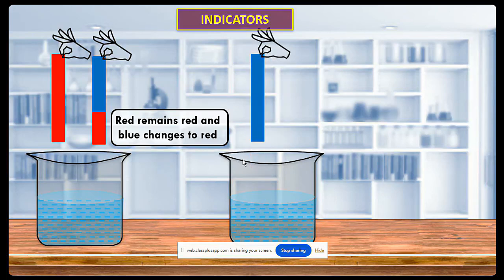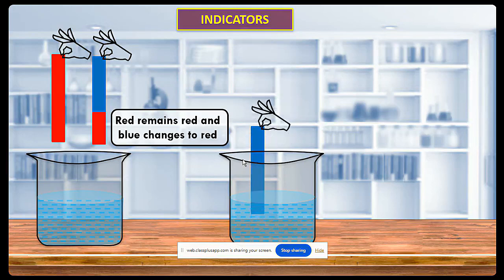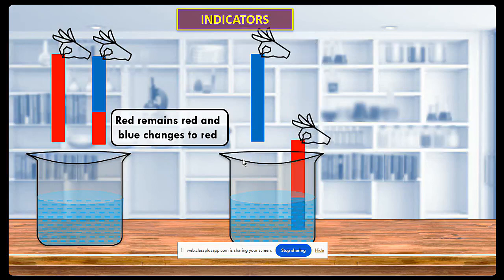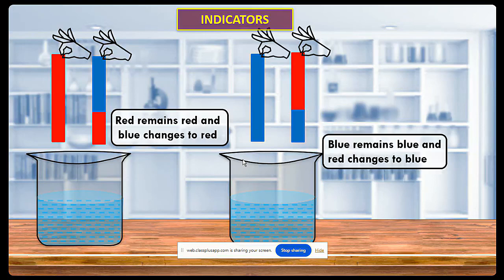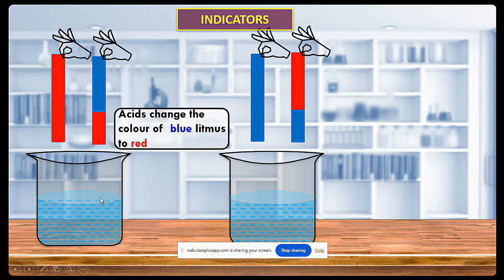Here in beaker 2 or beaker B, the blue litmus paper which is immersed in the solution, there is no change in color. But if you immerse red litmus paper and it changes from red to blue, it means the solution is basic in nature. RBB: red turns to blue, that is base. So here blue remains blue and red changes to blue.